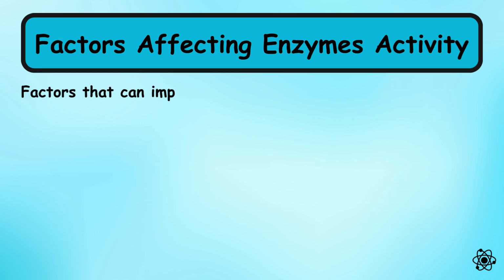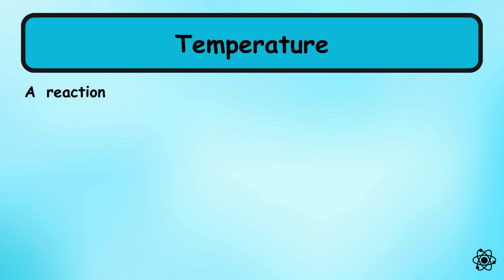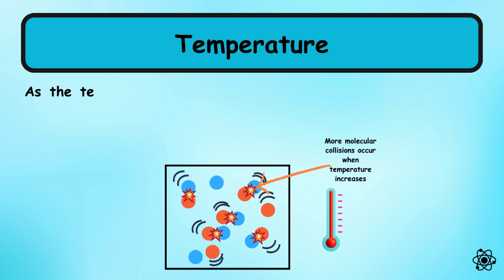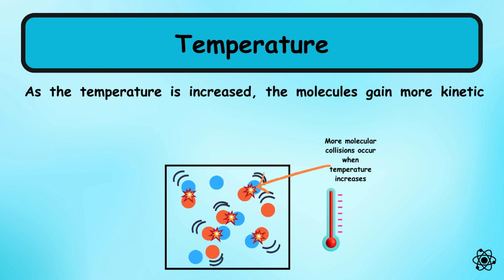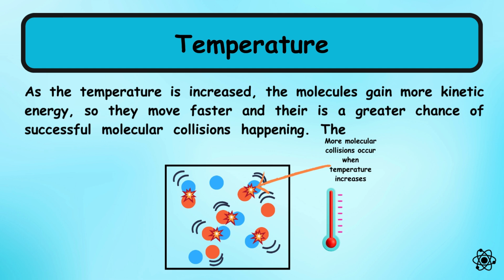Now let's look at the factors that affect enzyme activity. They are temperature and pH. The rate of an enzyme-catalyzed reaction increases as the temperature increases. As the temperature is increased, the molecules gain more and more kinetic energy, so they move faster. And there is a greater chance of successful molecular collisions happening. Therefore, the rate of reaction increases.